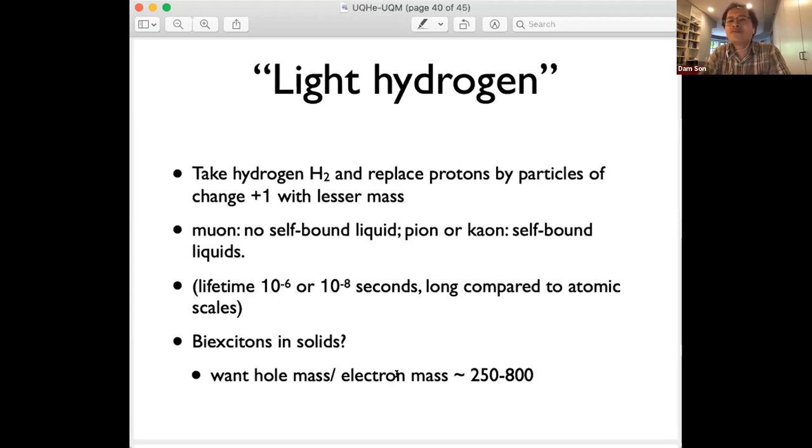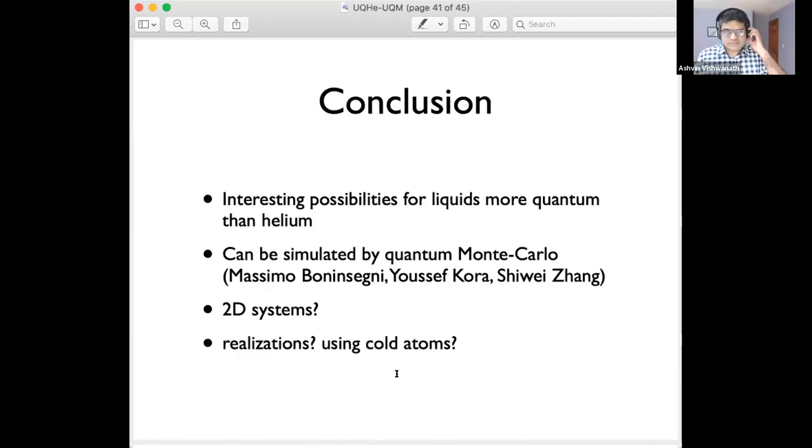And it may look like one of these phase diagrams that I have shown you in one of the previous transparencies. In particular, one can have a phase diagram similar to that of helium. So let me conclude. There are interesting possibilities for liquids, which are in some sense more quantum than helium, in the sense of the de Boer parameter characterizing how big the quantum effects are in the liquid compared to helium.